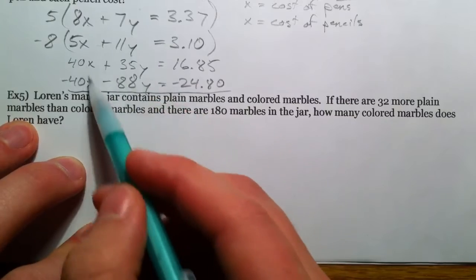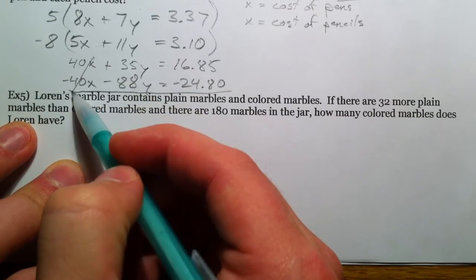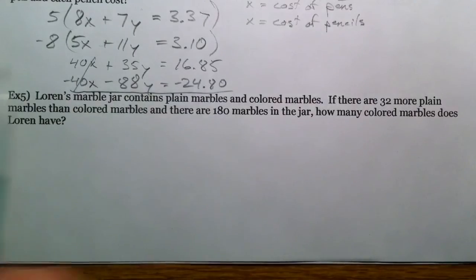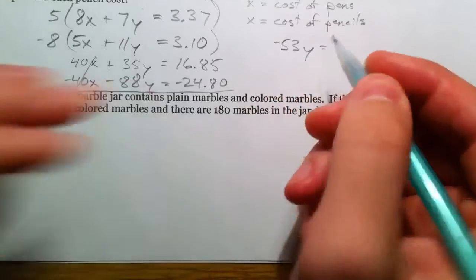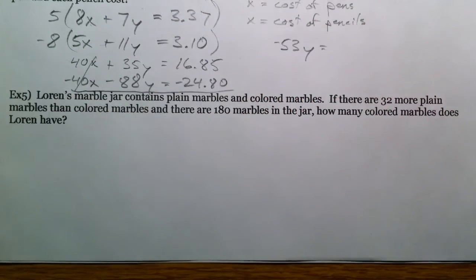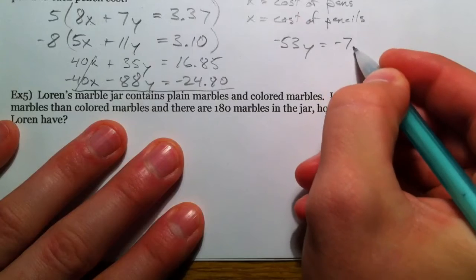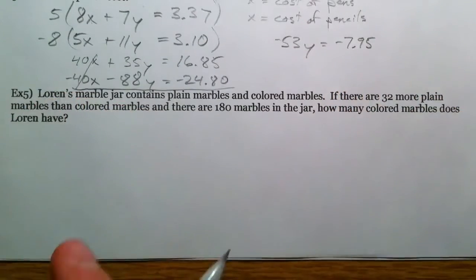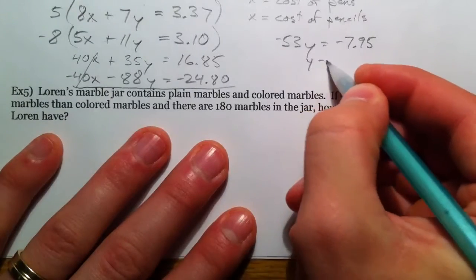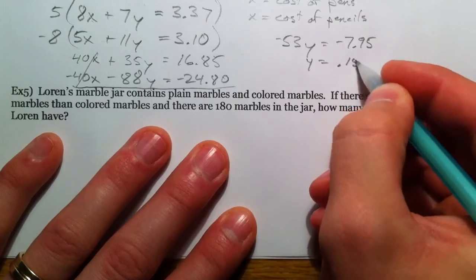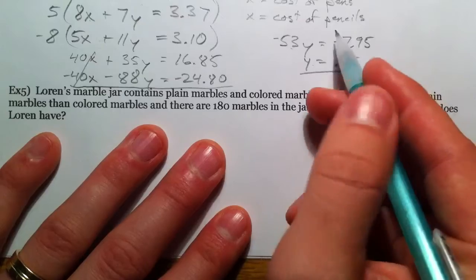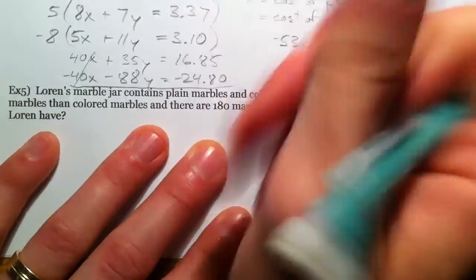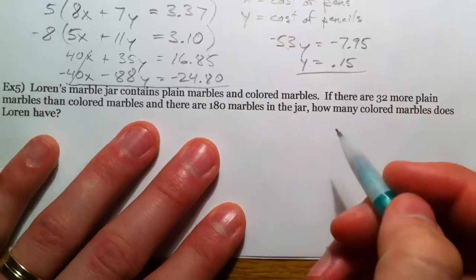So, again, we set this up for elimination so that the x's will cancel out, and so we add them together. We get -53y, 1685 minus 2480, -795. And then once you divide, you get y equals 0.15. Divide by the -53 to get the y by itself. So, y being the cost of pencils, pencils cost 15 cents each.